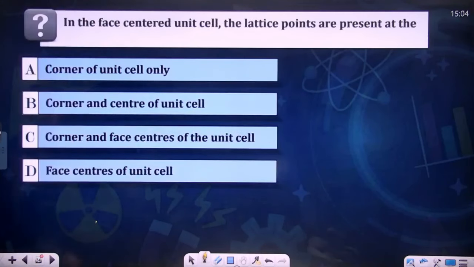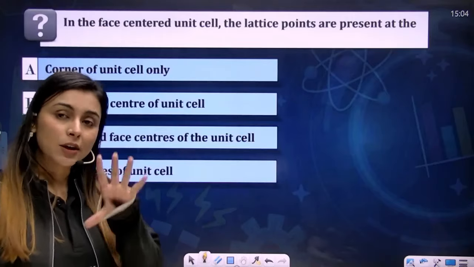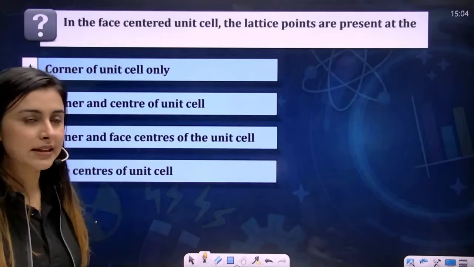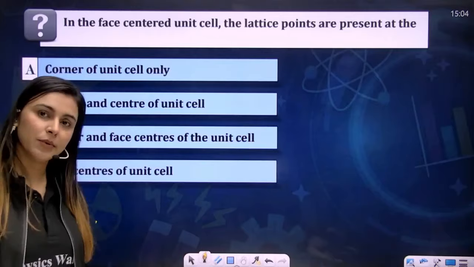Last question for today's session. In the face-centered unit cell, the lattice points present are corners and all the face centers, right? Yes. So corner and the face centers of the unit cell. So option C will be your correct answer. Perfect.